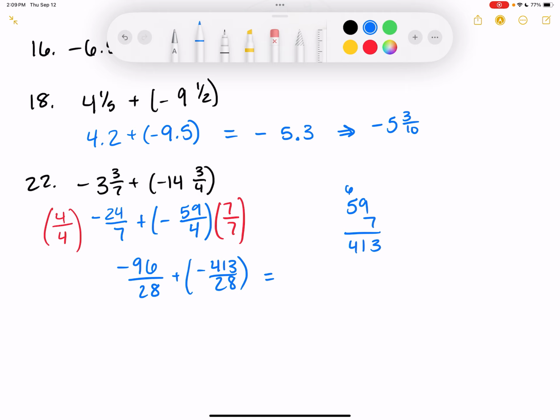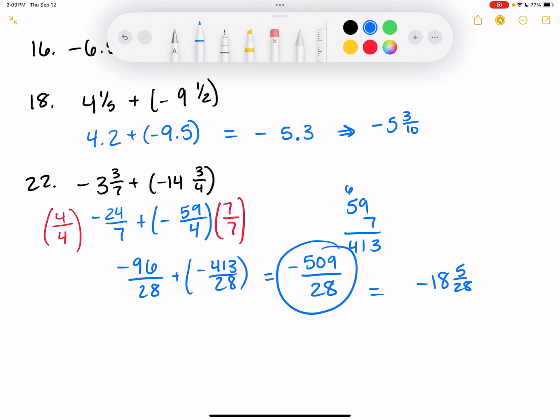Negative 509 over 28. Are they all going to be like this? No. I highly doubt it. I hope not. I don't care if you leave your answer this way. If you want to make it a mixed number, the mixed number for this is going to end up being negative 18 and 5/28. So I don't care which way you leave it. I don't mind improper fractions. A lot of people don't like them, but I think they're fine.